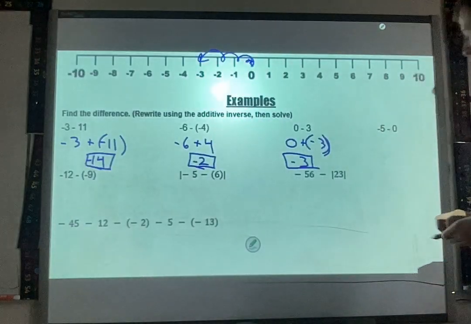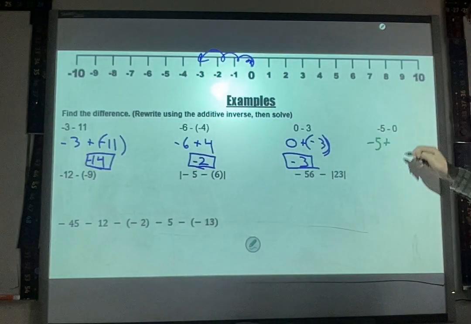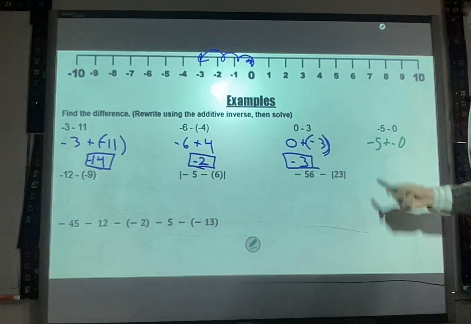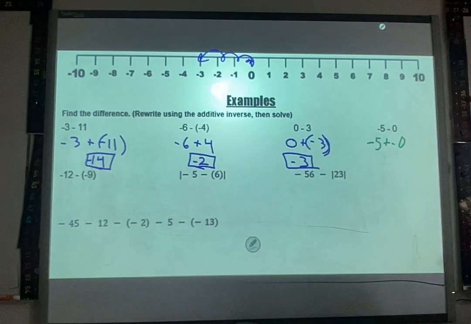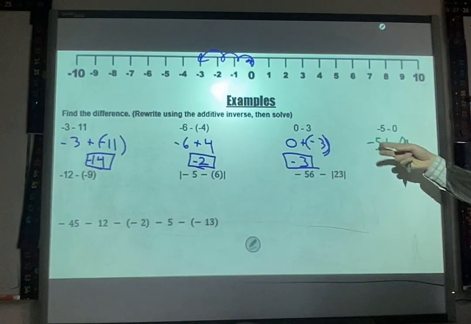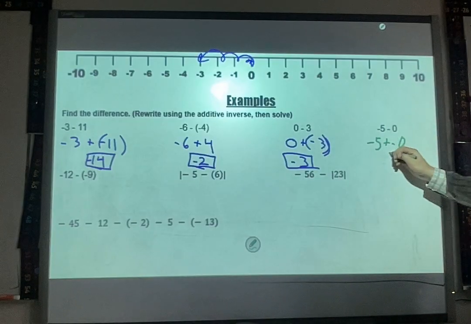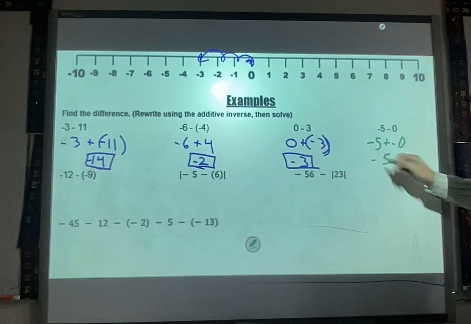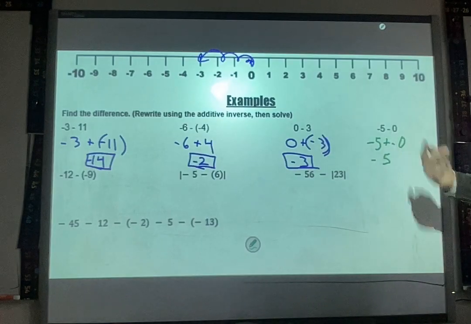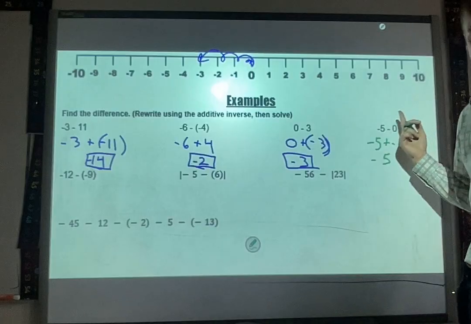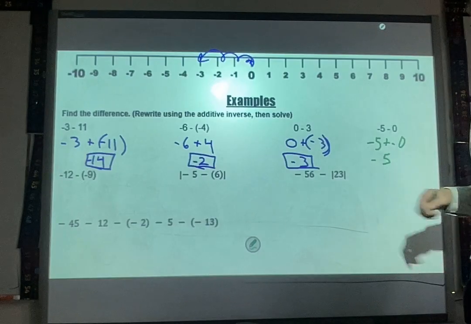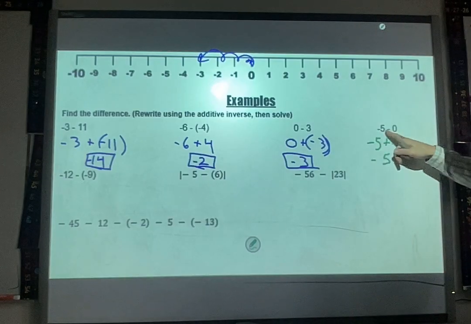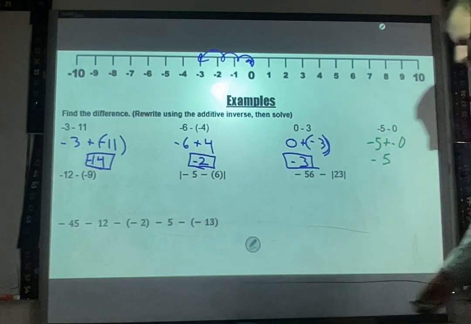Negative 5 minus 0, we're going to change this to negative 5 plus negative 0. I don't like that. You can't have a negative 0. But we can still follow the rules. It'll work out for this. So if they are the same sign, we add them. 5 plus 0 is 5. And then you keep the sign of the two numbers. Since they're both negative, we end up with negative 5. Also, if you subtract 0 from something, you end up with itself, right? So it's the identity property of 0. But anytime you add or subtract 0, you end up with that number.